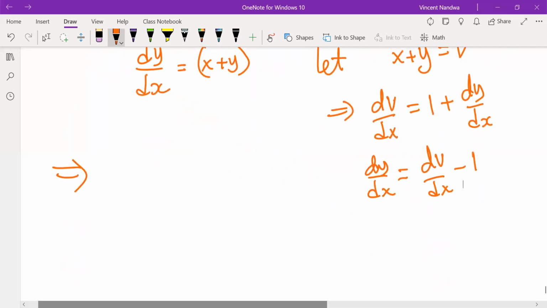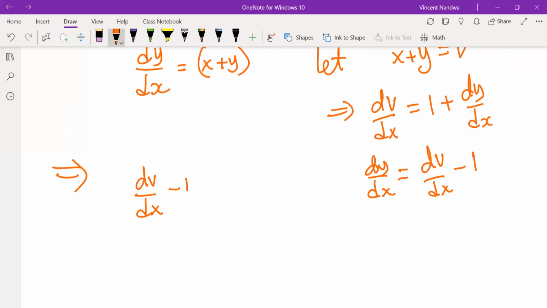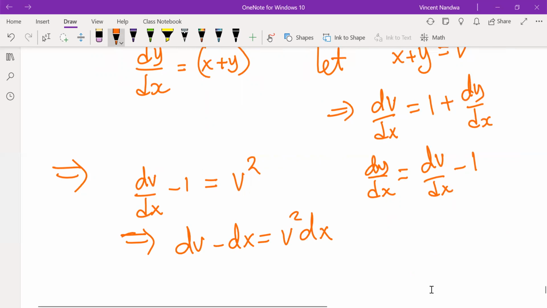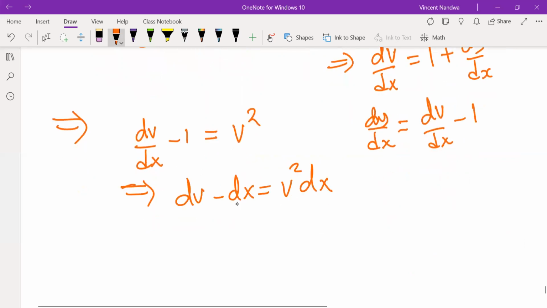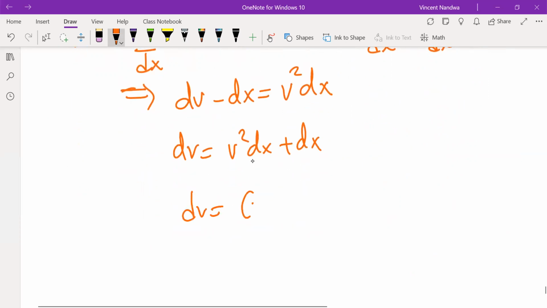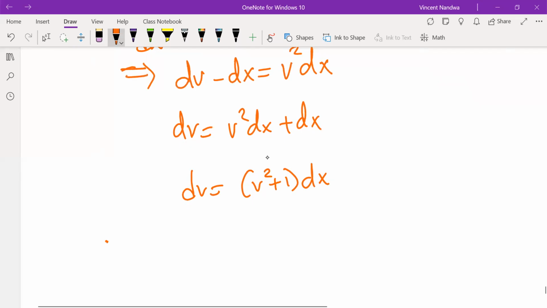So this differential equation will be dv dx minus 1 equals v squared, because we have fixed x plus y to be v. This is the same thing as saying dv minus dx equals v squared dx. So that dv equals v squared dx plus dx, and then dv equals v squared plus 1 dx. So we can now divide through by v squared plus 1. So dv over 1 plus v squared equals dx.